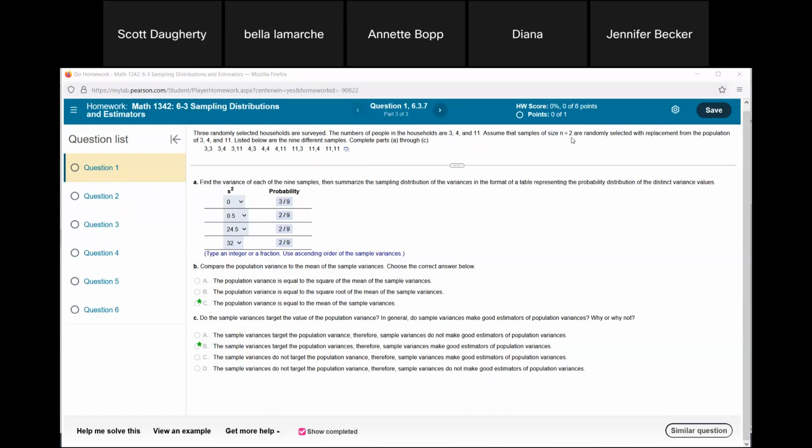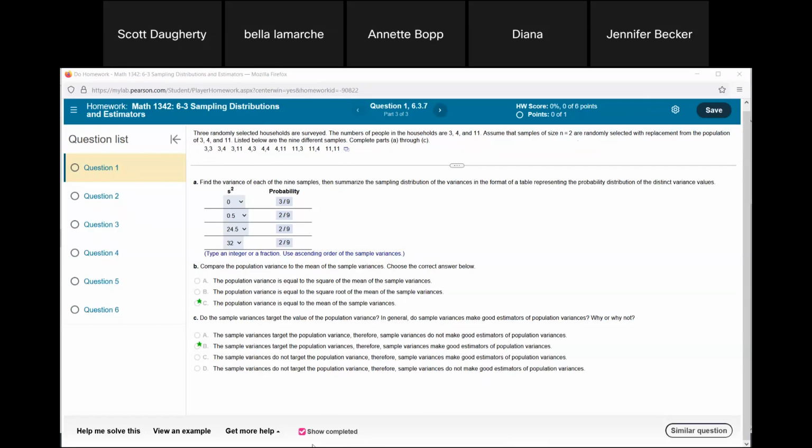Now we're going to sample 2 at random with replacement from the population, and they go ahead and tell us what the possible samples are. So these are the 9 possible samples. Notice that they want you to find the variance instead of the mean. So what they want you to do is find the variance. Like what I did in my example is I found the average of these. So we found the sample mean for each of these, right? What they want you to do is find the sample variance, which is S squared.